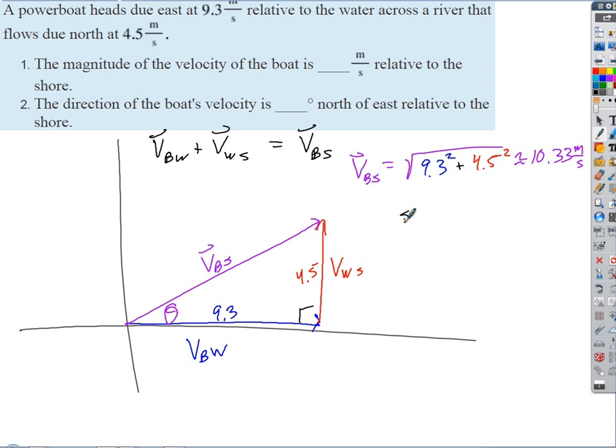So we knew that sine theta equals the ratio of red over purple, so I'll write it this way: V sub WS divided by V sub VS. Then cosine theta equals the ratio of adjacent over hypotenuse, V sub VW over V sub VS. And then tangent is opposite over adjacent. I'm going to use that one, and I want you to tell me why in a second.